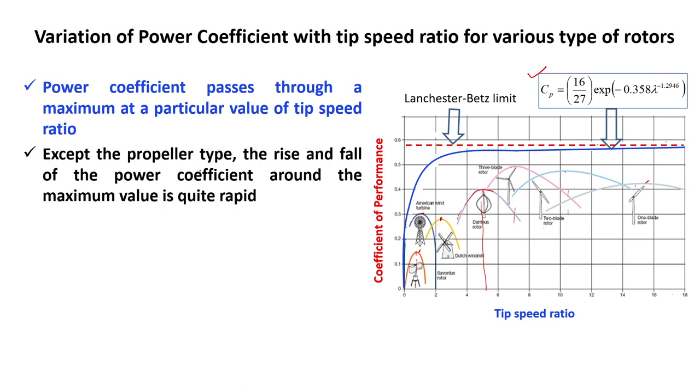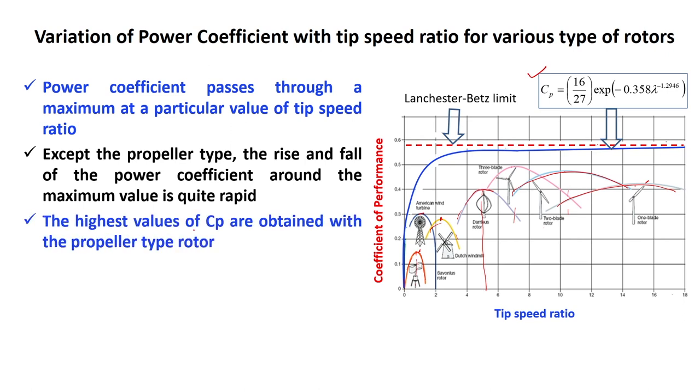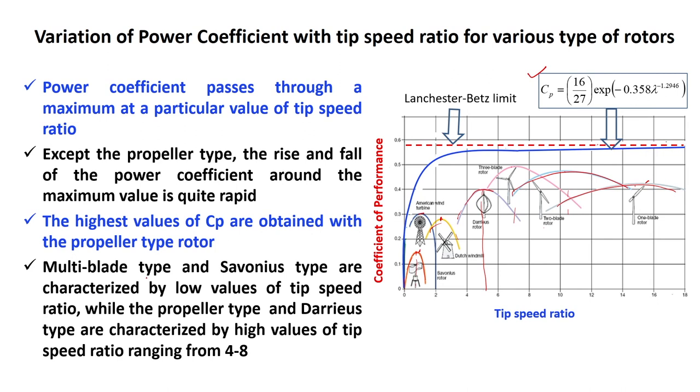Except for the propeller type, the rise and fall of the power coefficient around the maximum value is quite rapid. The spread is more as the number of blades is reducing in the case of propeller type wind turbines. The highest values of Cp are obtained with the propeller type rotor, which is seen in the figure. The multi-blade type and Savonius type are characterized by low values of tip speed ratio, while the propeller type and Darrieus type are characterized by high values of tip speed ratio ranging from 4 to 8. So that's what it says.